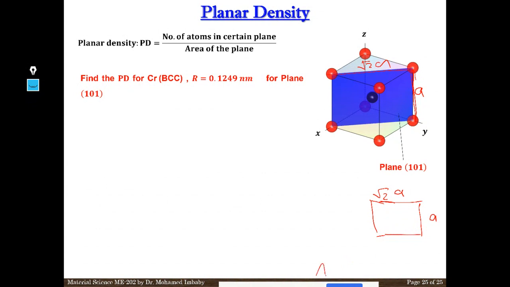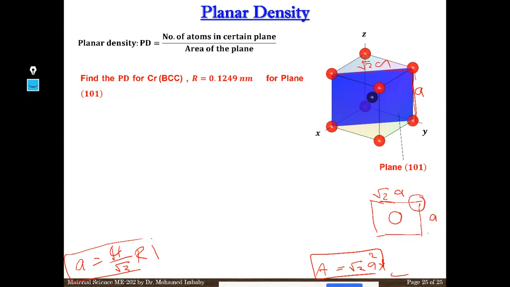So the area is given here. You can count the area. Area is equal to, can someone tell me how much? Root 2 A squared. Excellent. And what's the relation between A and R? A is equal to 4/root 3 R. You can find the area if R is given. How many atoms? Let me go ahead. We have one in the middle and we have one in each corner. So look here. This is calculated as 1, but this is 1/4, right? 1/4 by 4.